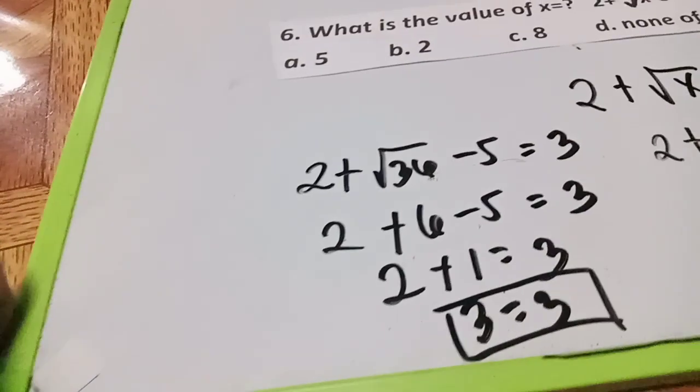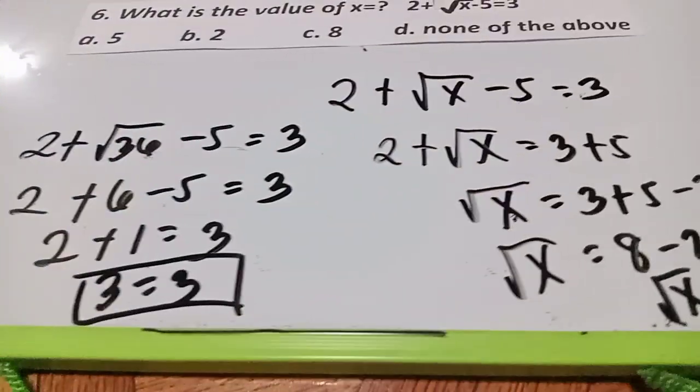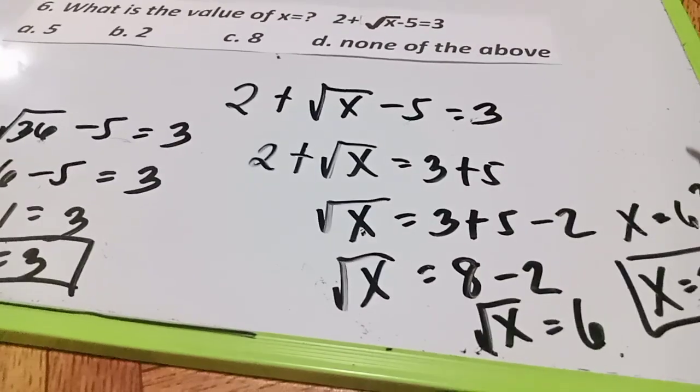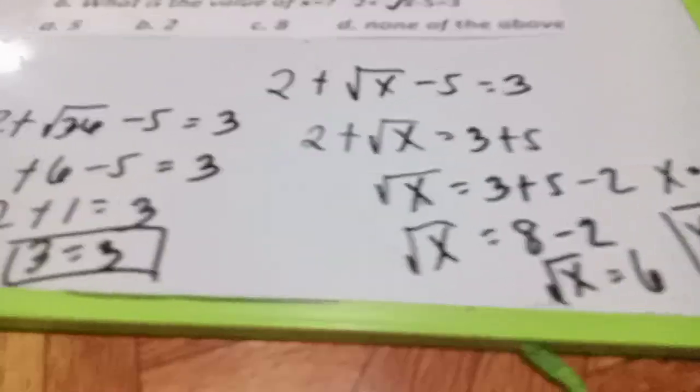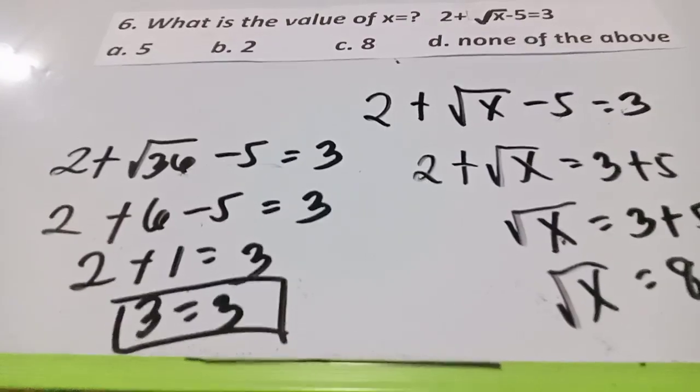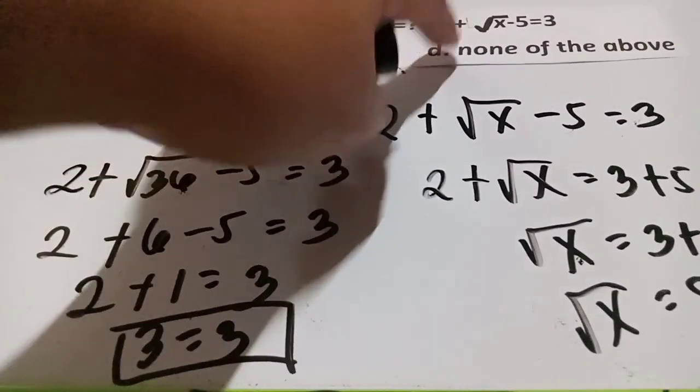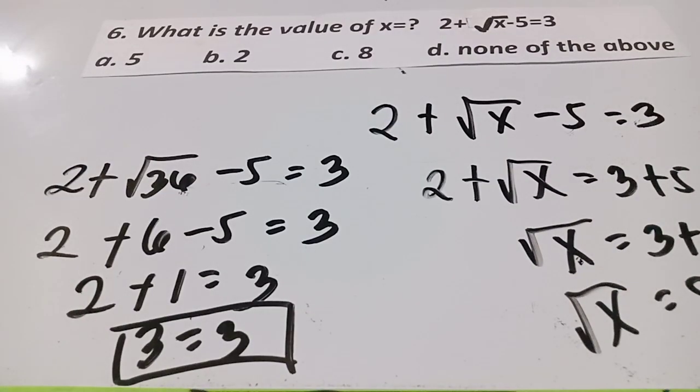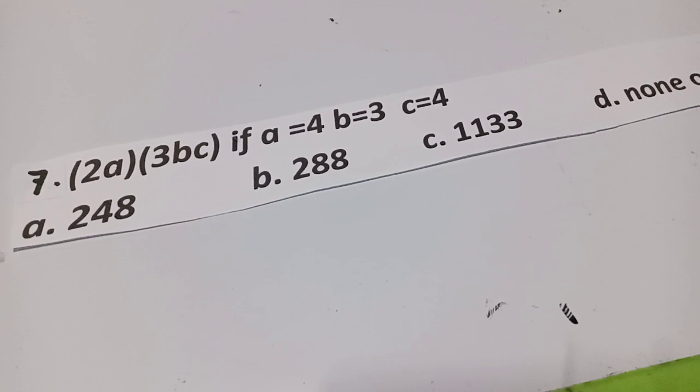So, take note, guys. The value of x is 36. But, it has no 36 in the given choices. So, the answer is none of the above. So, let's proceed for number 7. Okay, let's have number 7.